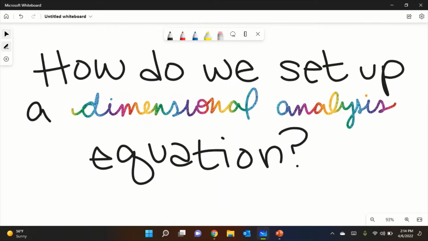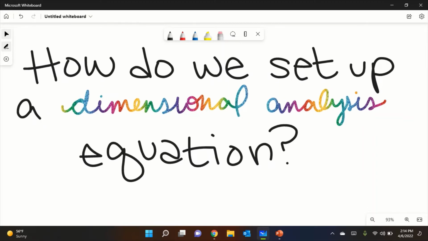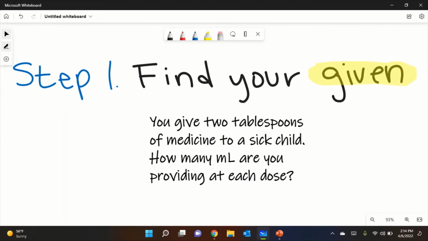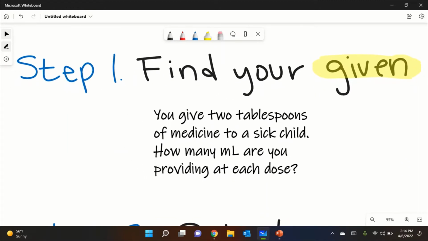So we just saw a pre-set up dimensional analysis equation. How do we set up our own? It's a good question. Step 1. Find your given. Your given is whatever number and unit the problem gives to you that you know everything about.